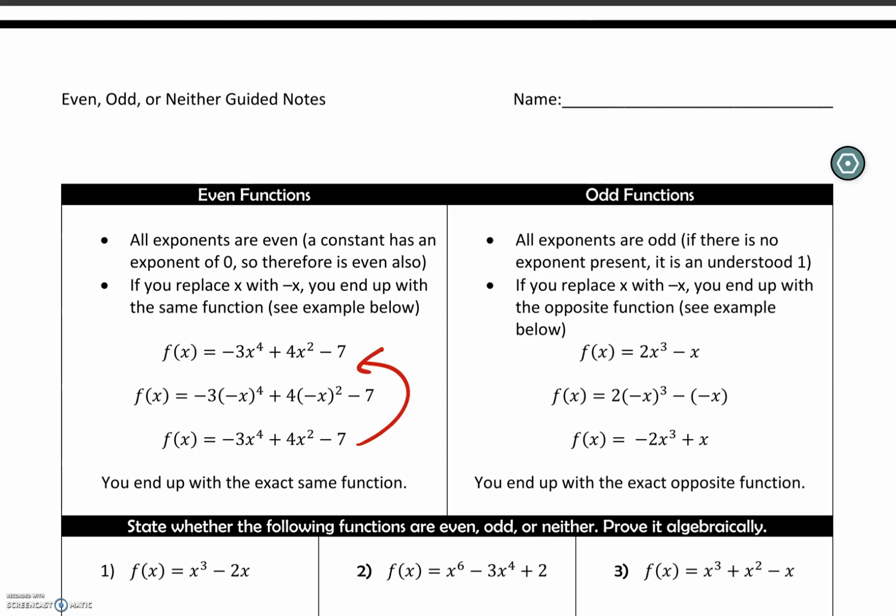For odd functions, all the exponents need to be odd. If there is no exponent present, then it is understood as 1. If you replace x with negative x, you end up with the opposite function. So if we take a look at this example here, they add a negative to all of the x values or x variables. And as you can see, we have the opposite sign on all of the terms that we started with. That would be an odd function.